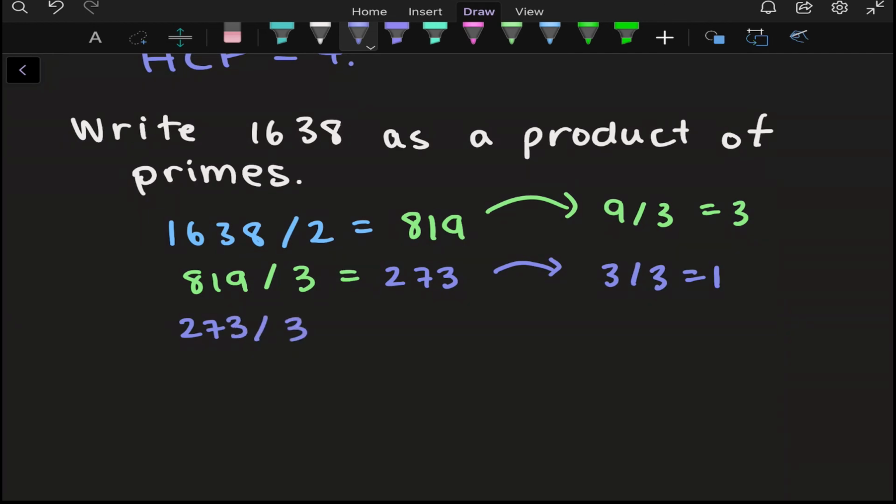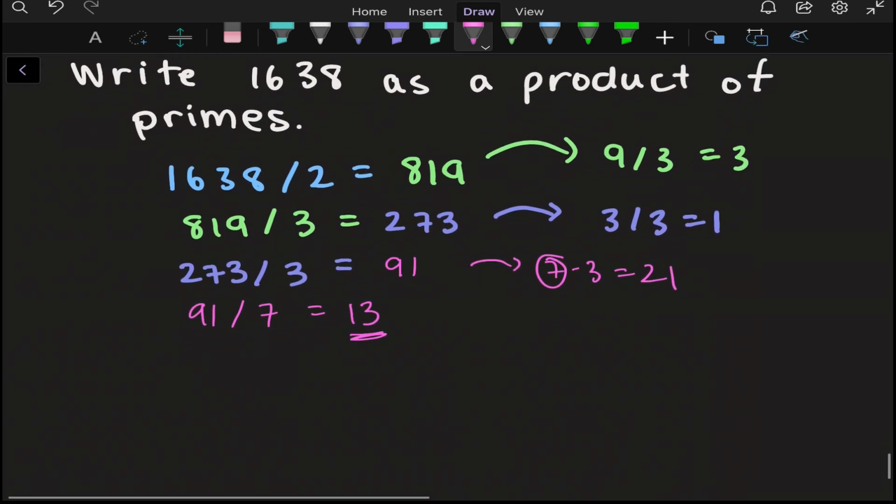273 divided by 3 equals 91. A 1 again, and we know 7 times 3 is 21, so that should work out, and we want the smallest one. Oh, nope, this time we're going to actually use the 7. So 91 divided by 7 gives me 13. I chose 7 in this case because I get right to that prime number.